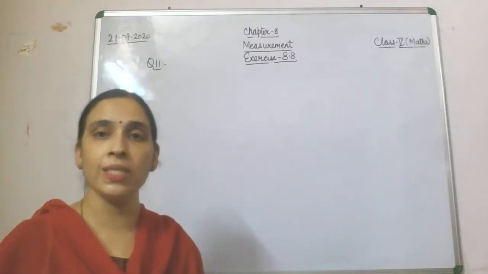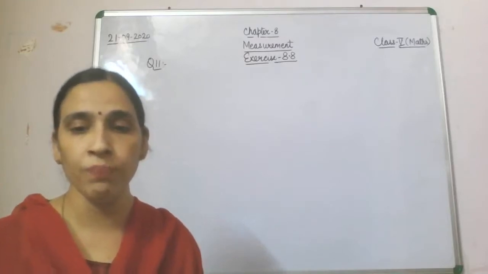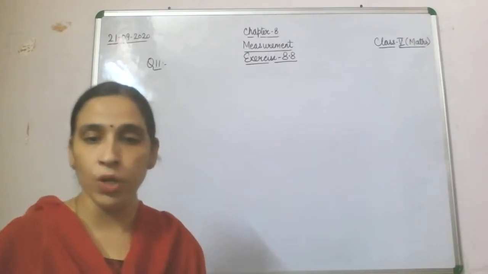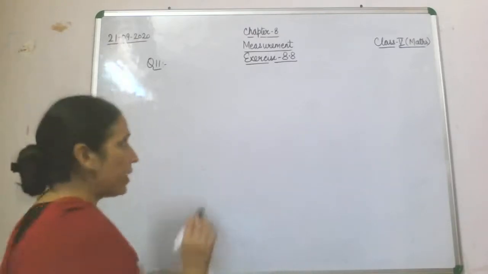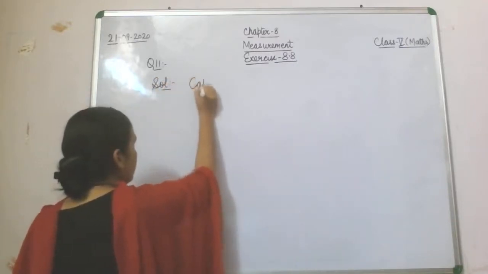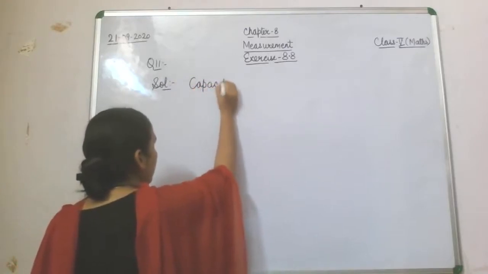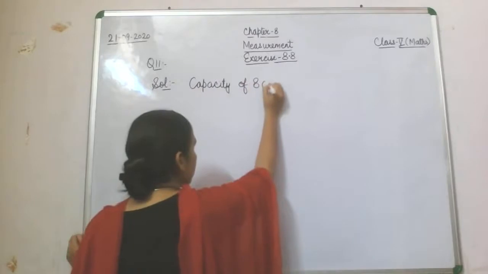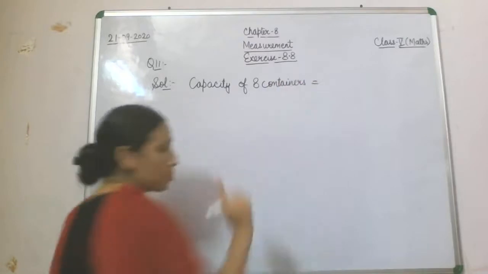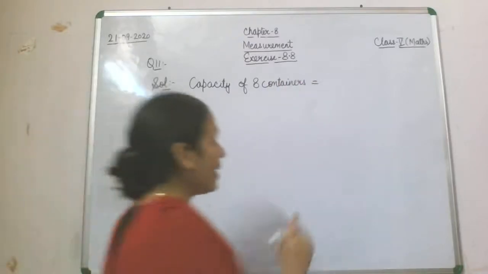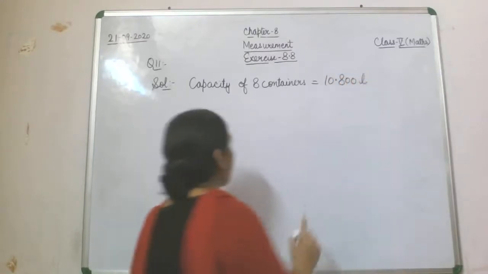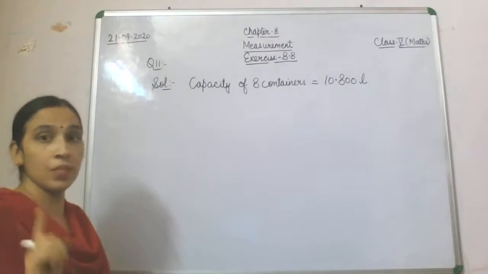Now here the capacity of 8 containers will be given to you and you are supposed to find out the capacity of one container. So let's start that. Capacity of 8 containers is given to you, so you will write capacity of 8 containers, which were filled equally by this much engine oil, that is 10.800 liters. Now what you are supposed to find out? Capacity of one container.